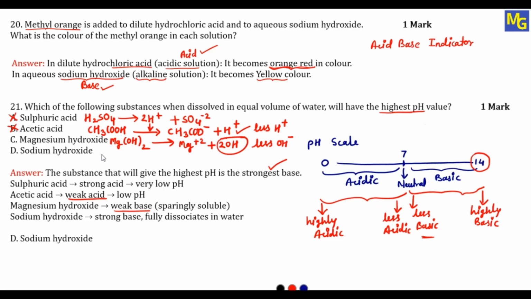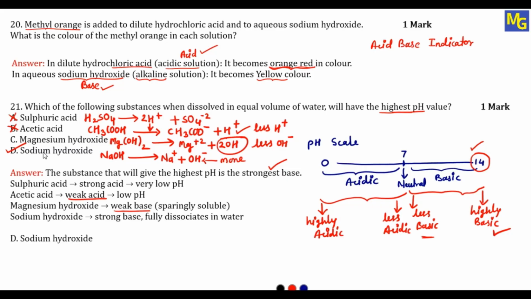Sodium hydroxide, that is NaOH. This is a strong base because when it is added in water, all NaOH molecules will split to give Na+ and OH-. All the NaOH molecules, therefore whatever OH- ions we have, they will be more in number. And because OH- ions are more, it will be highly basic. Highly basic means the pH value will be highest, somewhere 13 or 14. According to the question, this will be the exact match.